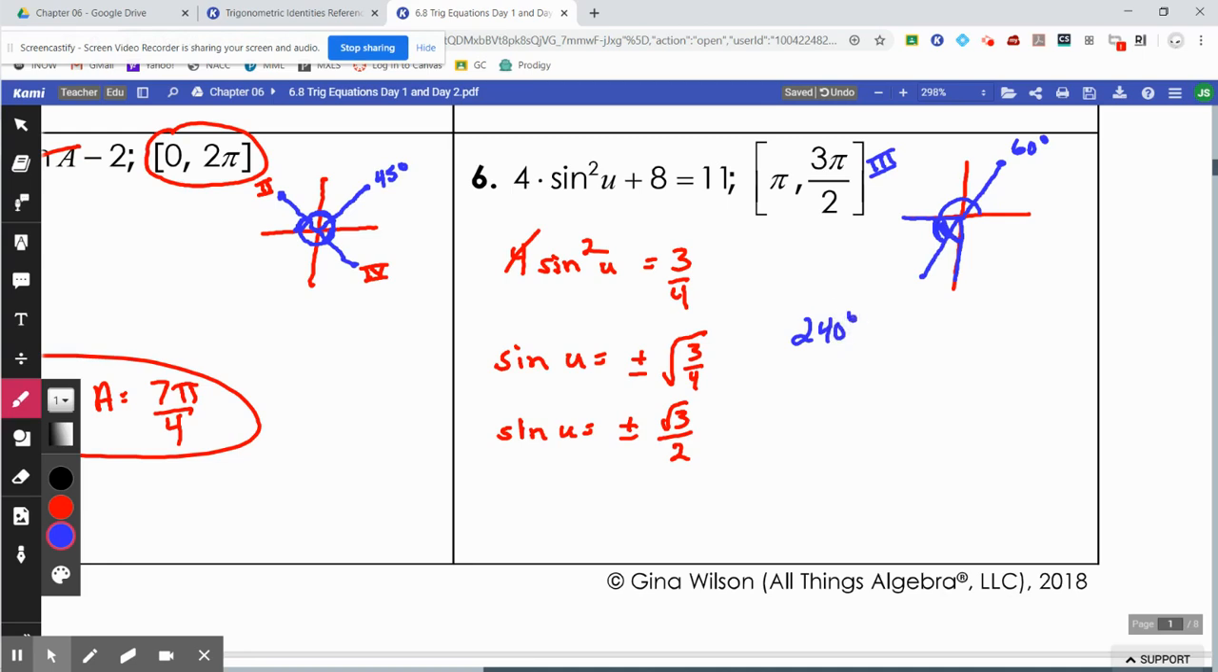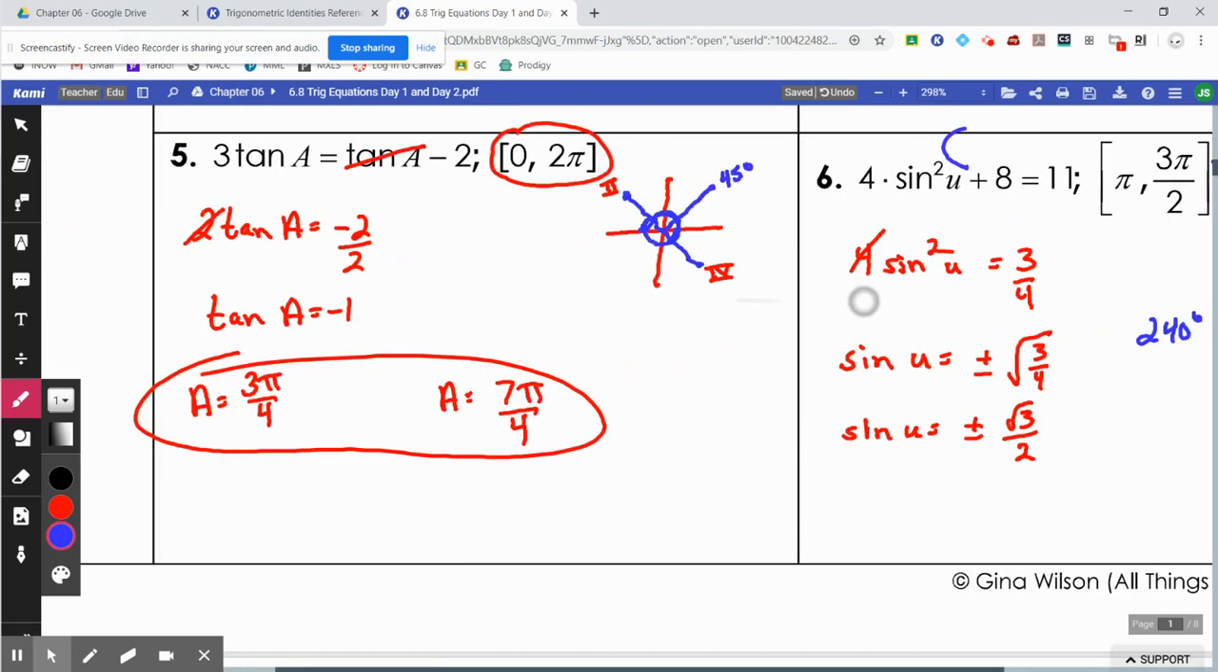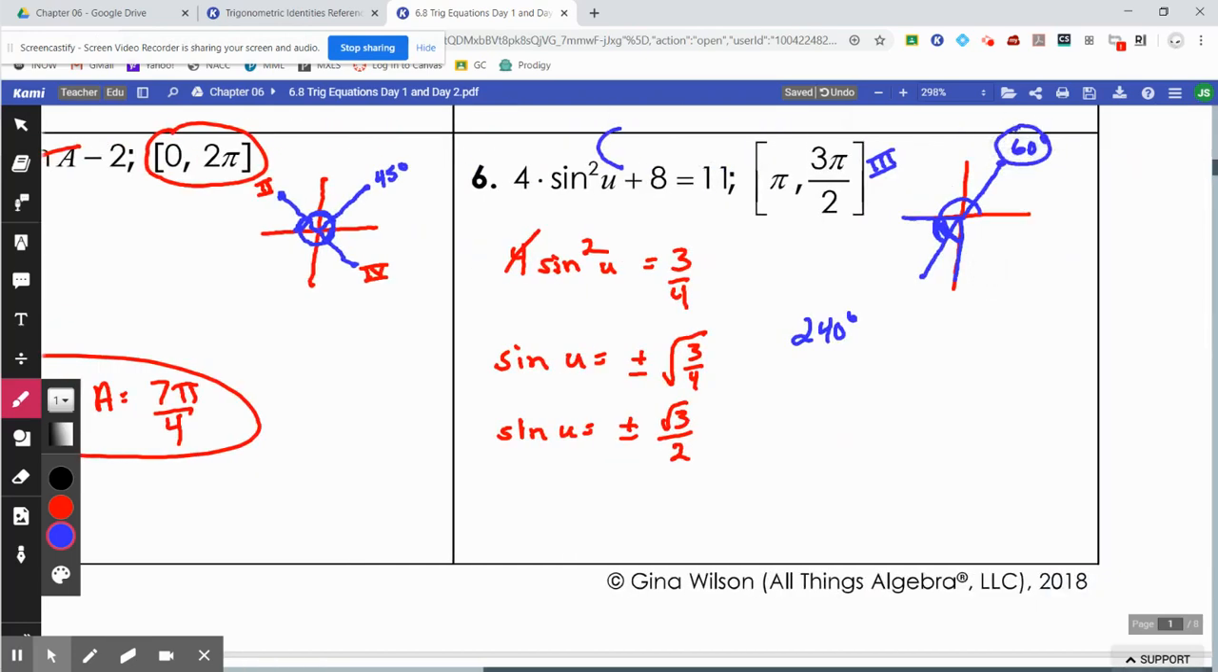That's the only answer. However, we want it in radians. So 60 was my reference, which would be pi over 3. This would be 4 60s, so that would be 4 pi over 3. That is the only solution between pi and 3 pi over 2.